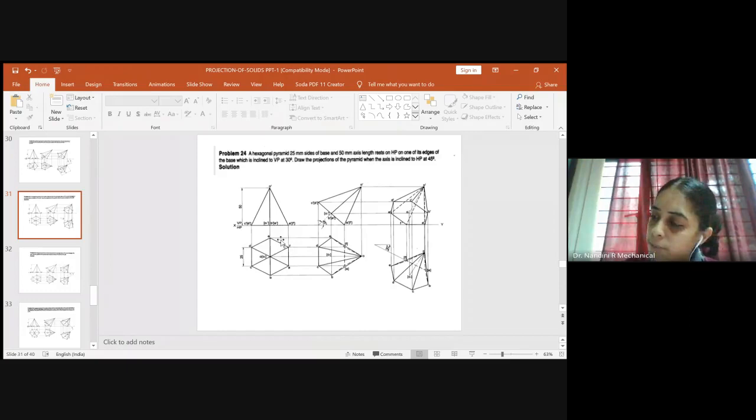I think this will be comfortable for you all. Just go with this method only. Since it is resting on one of its edges, first draw the edge which has been resting. So please draw a horizontal line over here and measure 25 mm. So this you will do.